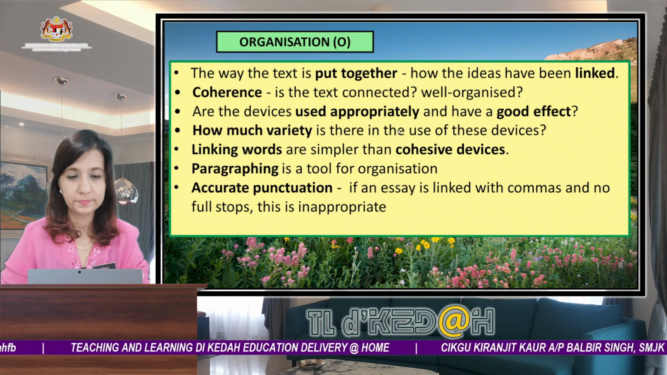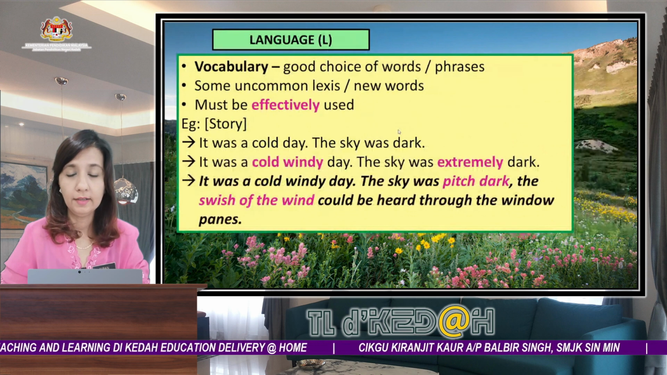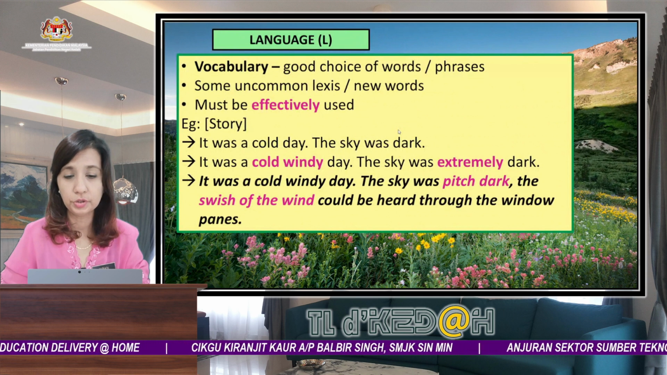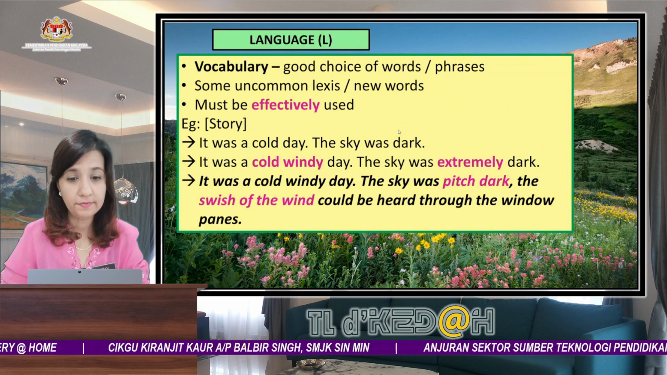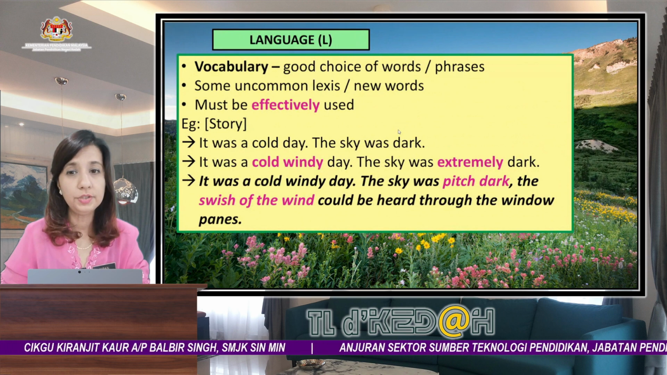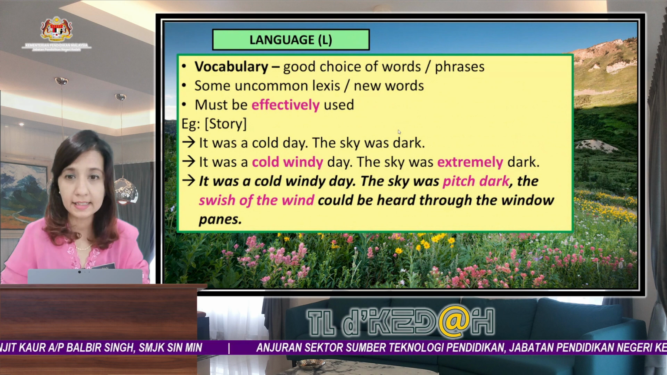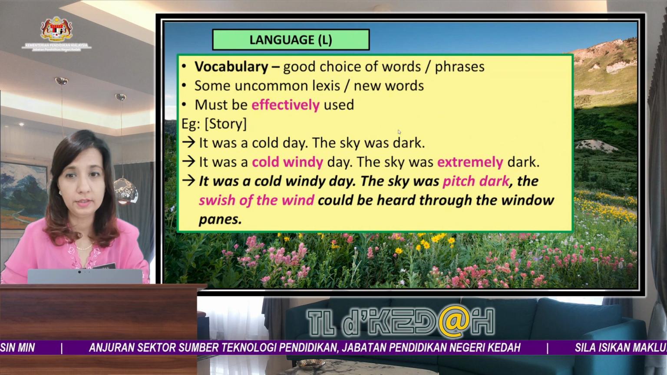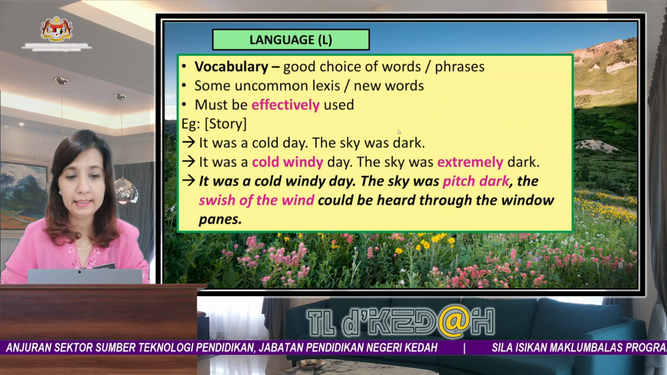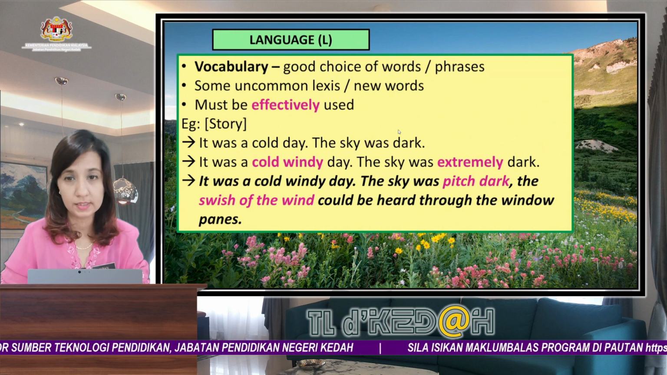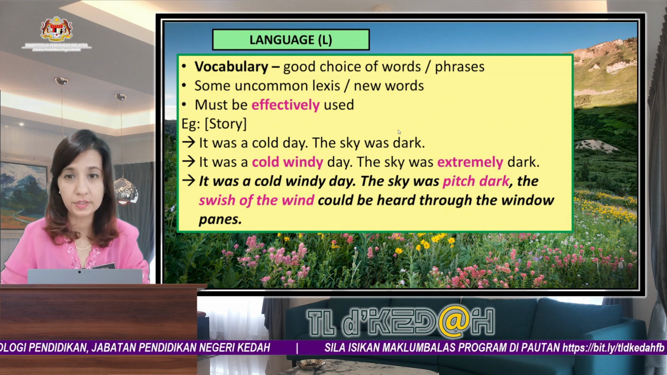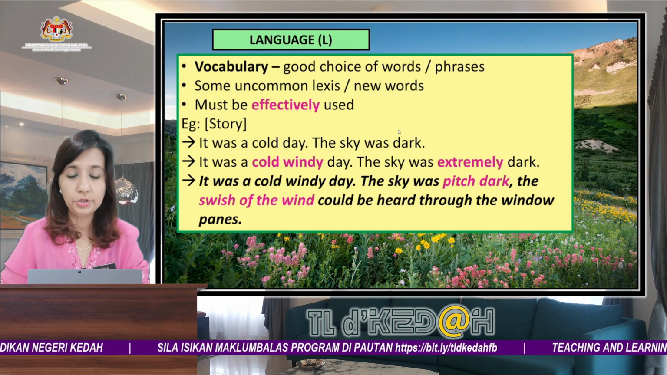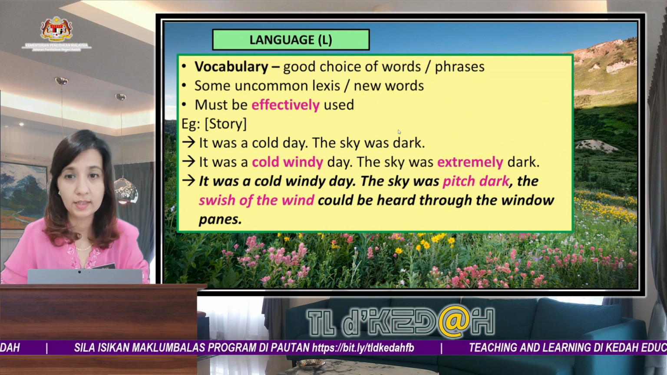Okay, right. So for language, vocabulary is one of the criteria. You have to show good choice of words and phrases, effectively used. So here you should use more of the uncommon lexis. That means new words, words that not everybody uses. For example, here: it was a cold day, the sky was dark. You can see two adjectives used here, cold and dark. Okay, good. But you should write better to get higher marks for language.